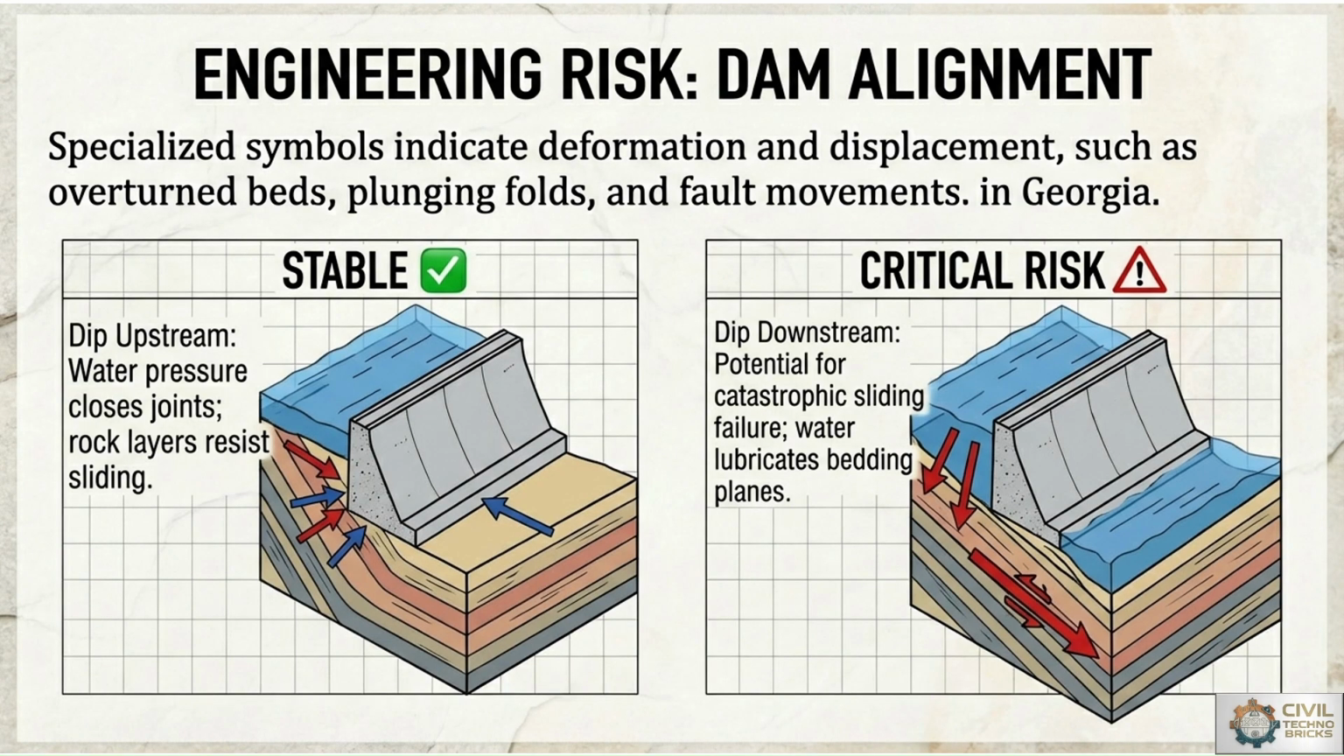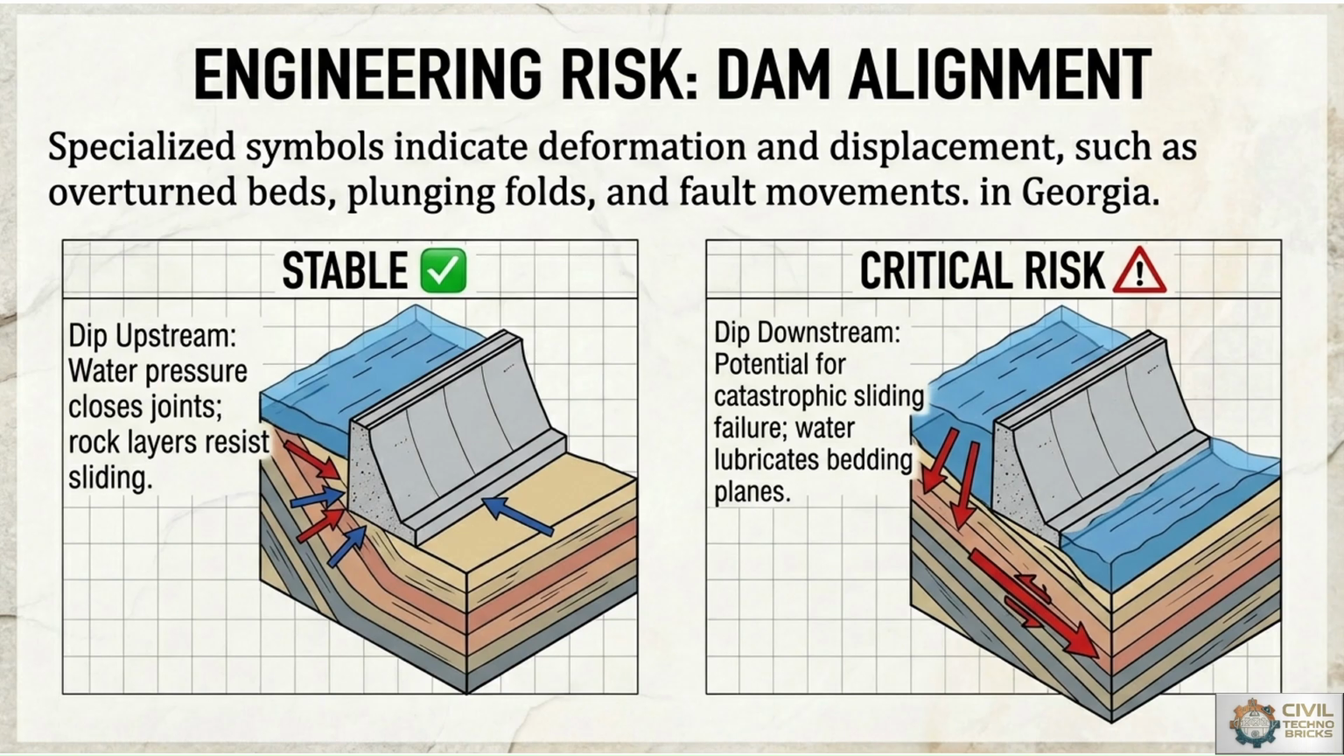With reference to the alignment of the dam, what are the engineering risks, or what is the level of risk with reference to the dam alignment? Specialized symbols indicate deformation and displacement, such as overturned beds, plunging folds, and fault movements in geology. With reference to that, stability and critical risk.